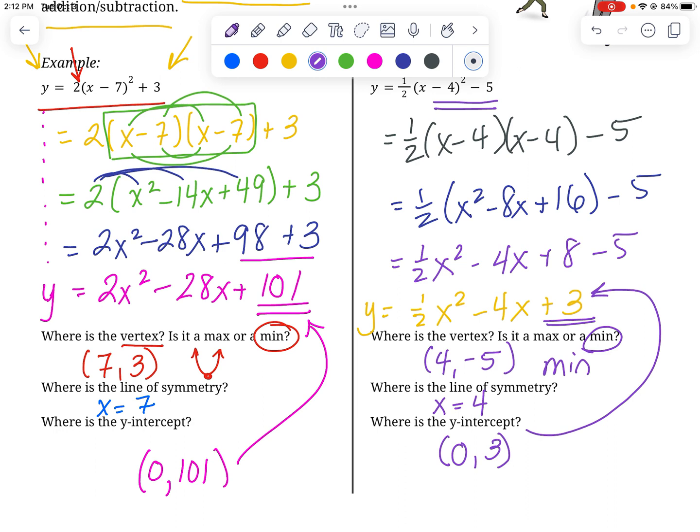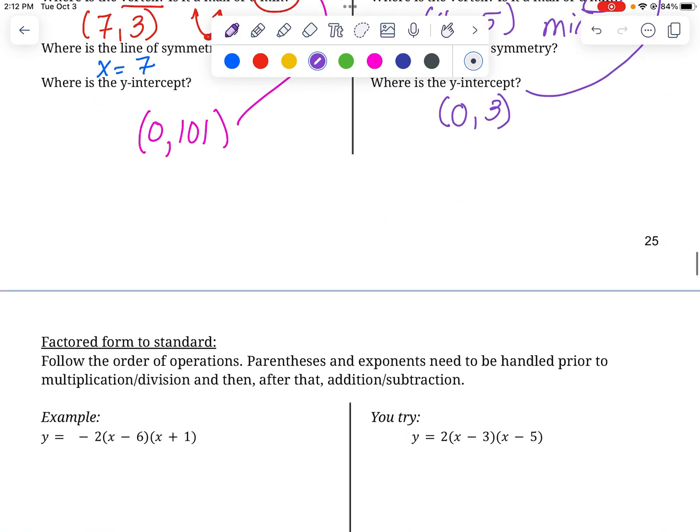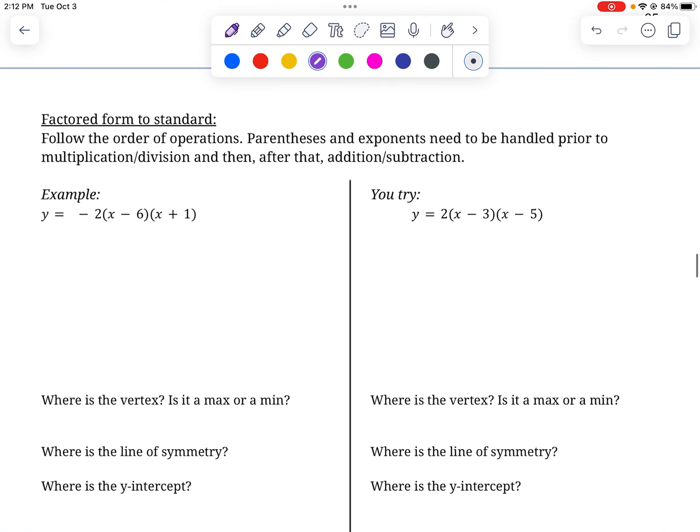Okay, so there was an example I led you through. There was an example I asked you to do by yourself. All right, if you feel confused, make a note to yourself that you need to ask for some help on this, because the next thing we're going to do is moving from factored form to standard form. Again, we need to follow order of operations. I'm going to do one problem, talking you through it, and then you're going to do a problem on your own, very much like what we just did.